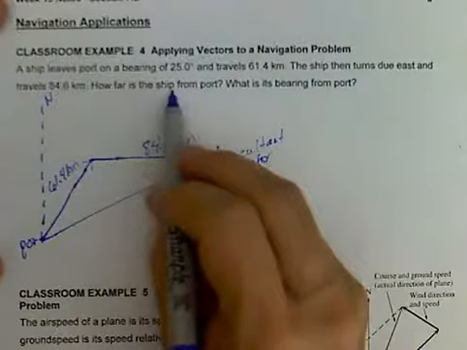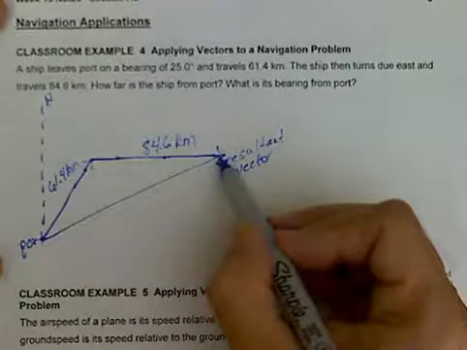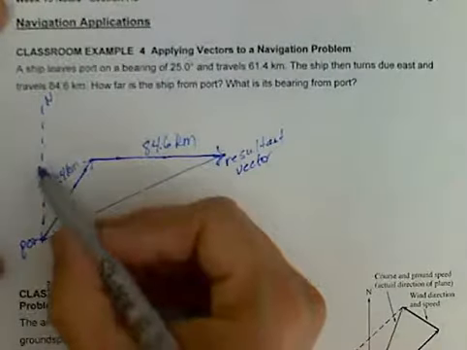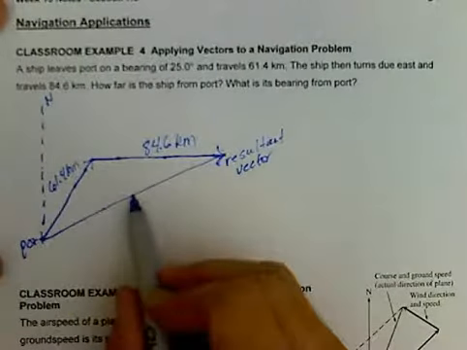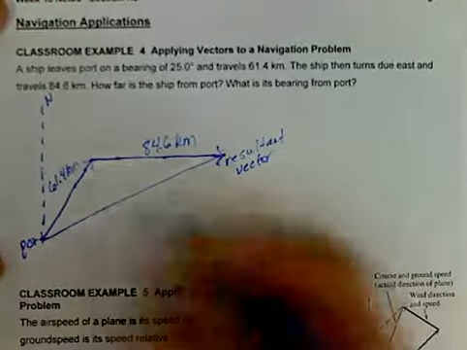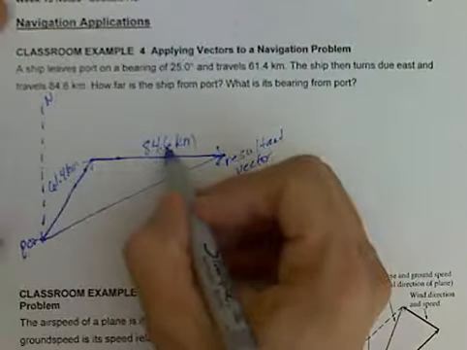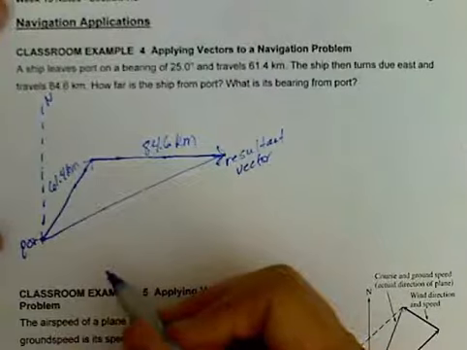What we're trying to find out is how far the ship is from port, so that's going to be the magnitude of our resultant vector. And then for the bearing, we'll have to figure out how far it is from due north down to here. But first, let's find the magnitude or the length of this line segment. Well, we've got these two sides of our triangle. If we could figure out what this angle is, then we could use the law of cosines.